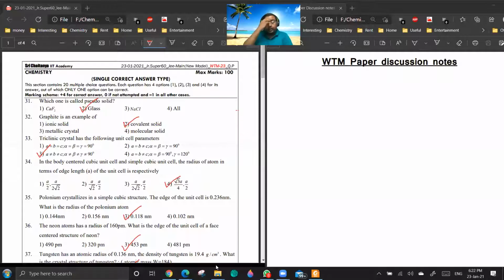Okay, so welcome people. Today we are going to discuss WTM 23, which is based on solid state. Okay, so this is based on the new JEE Main pattern 2021, which is consisting of 20 questions of single correct type and 10 questions are from numerical value, out of which you are only supposed to attempt 5 of them. Okay, so let us start our discussion.